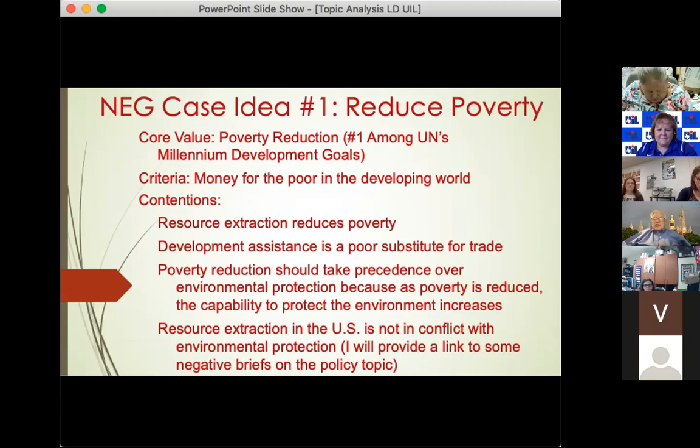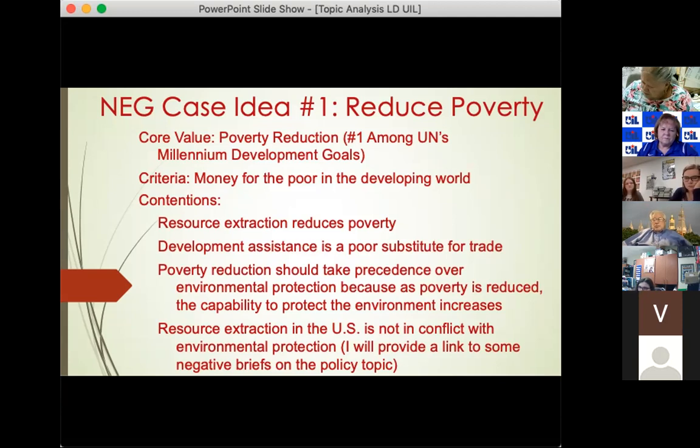So a first negative case idea, just reducing poverty. So why is poverty reduction a core value? Well, as a negative debater could argue, this is the number one goal when the UN lays out its Millennium Development Goals, MDG, as you'll see it in the United Nations literature. Poverty reduction is number one. And so the criteria for poverty reduction, whatever will bring more money for the poor in the developing world. And so if you're negative, you're going to argue resource extraction reduces poverty.